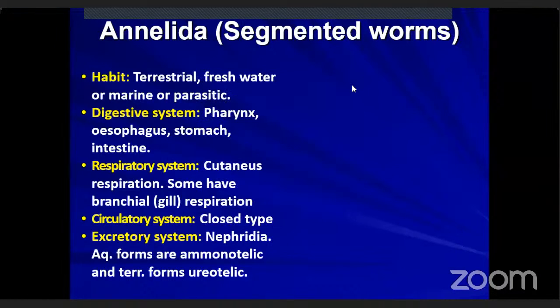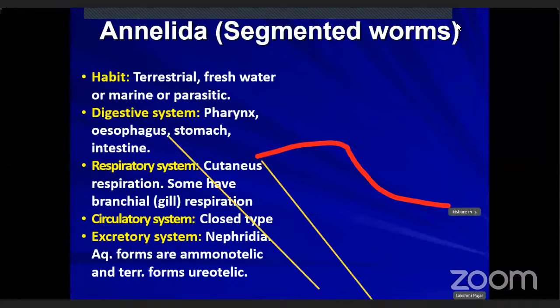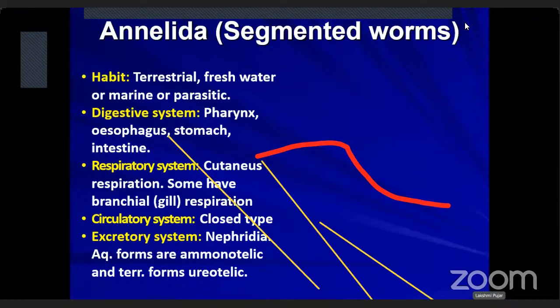So if there is any question, you can type it in the chat. Okay. So now, what is the habit of these organisms? Where do they live? They are terrestrial, freshwater, marine, or parasitic. So they're both on land and in water. In water they are both marine and freshwater, and they are also living on other organisms.